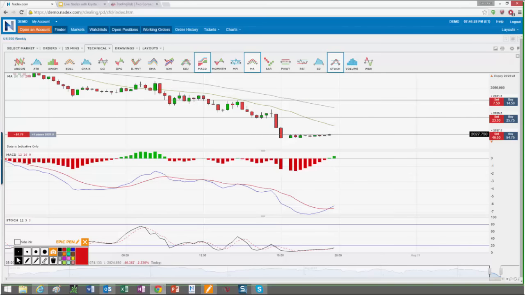It's below the moving averages right now, so it's still riding a downtrend.